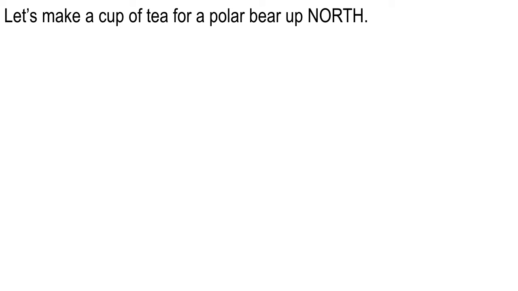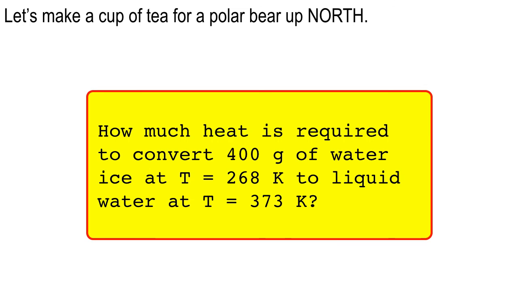And what we're going to do is make a cup of tea for a polar bear up north. This is a heat melt heat problem. So here we go. How much heat, how many calories, is required to convert 400 grams of water that starts out as ice at initial temperature 268 Kelvin to liquid at 373? So that's now boiling water. Okay? So we're making tea.